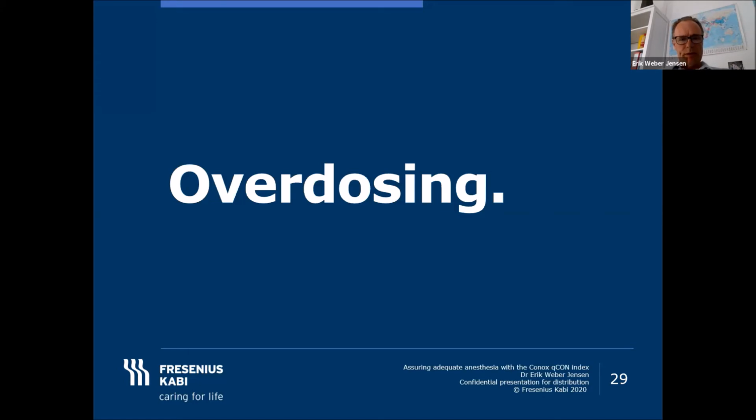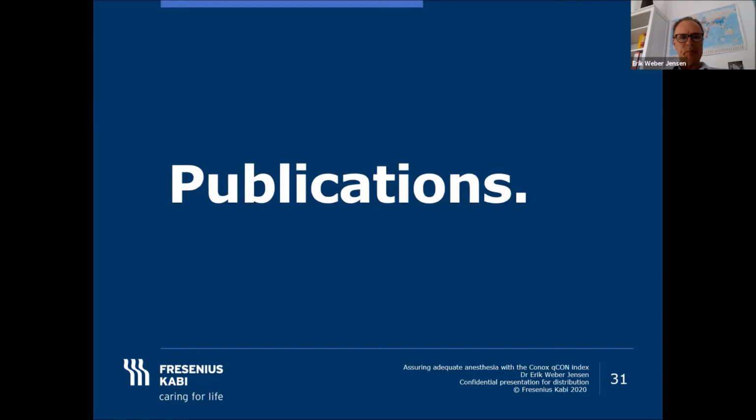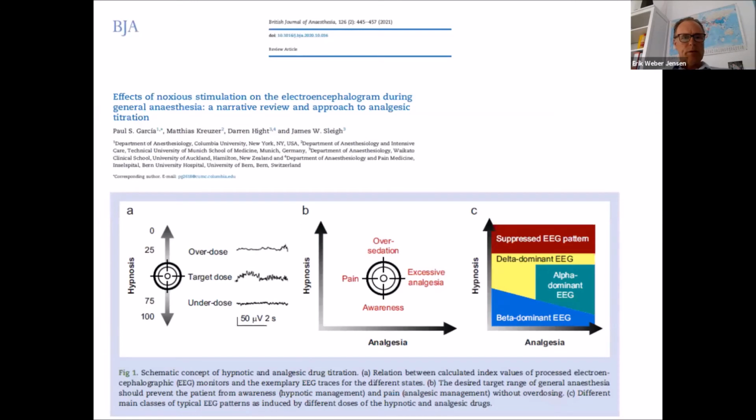If we look into overdosing, then we will see that this is probably one of the more important issues in terms of correct dosing of anesthesia. Delirium and cognitive decline could be the more serious consequence of overdosing of anesthesia. One of the publications that I've chosen to show here is a very recent one, which I enjoyed very much reading, by Paul Garcia and co-workers. I highly recommend this article, where there's also a good analysis of what changes could be expected by analgesia and hypnosis in the EEG.